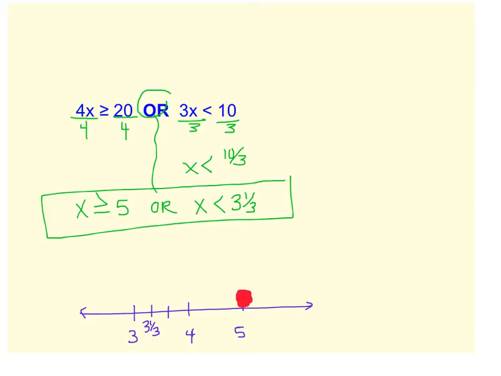So we'll go ahead and put a closed circle at 5. And x is greater than or equal to, so I'm going to shade to the right. Or x is less than 3 1/3. So at my 3 1/3, I'm going to have a closed circle, and then I'm shading to the left for the less than. So you can see this OR inequality, they shade in opposite directions. So a lot of times we'll say, does it shade out or does it shade in? Your ORs will always shade out, just like the ORs on a boat.